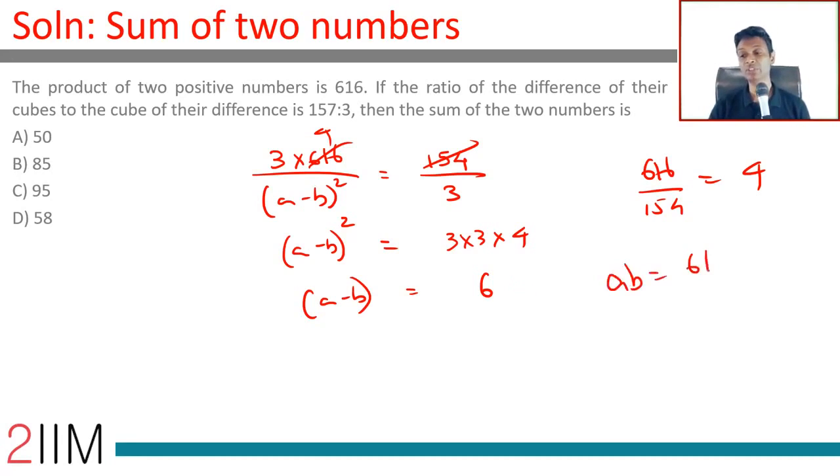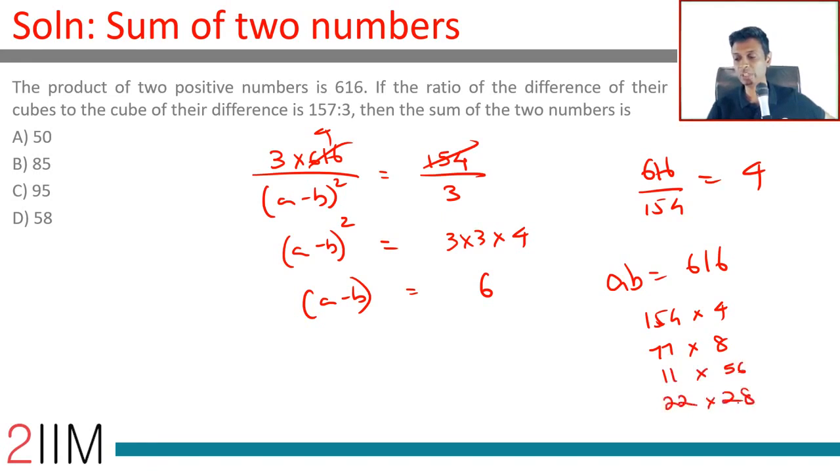A into B is 616. So we can solve a quadratic and get this. But the numbers are all integers. Let's see if we can guess this. 616 can be factorized. It's divisible by 4, so it's 154 into 4. This is 77 into 8. A multiple of 7. So divide this by 7: 11 into 56. Multiply by 2: 22 into 28. We've got a winner.